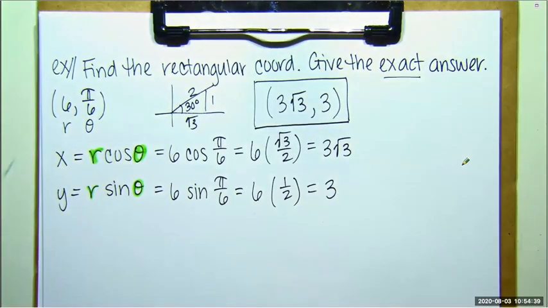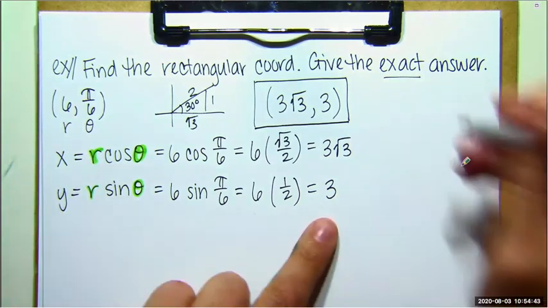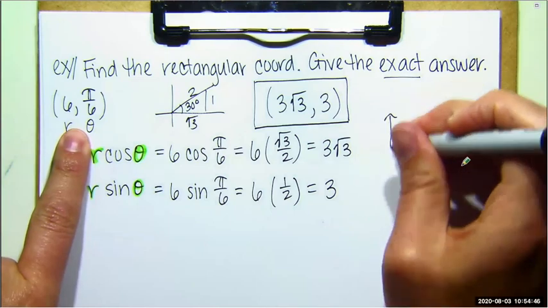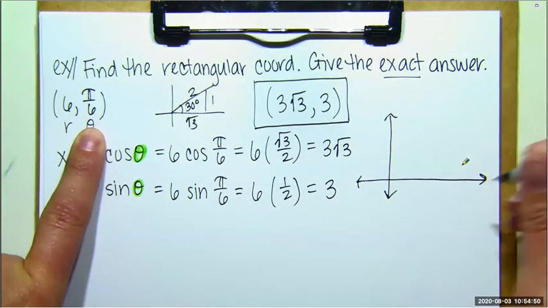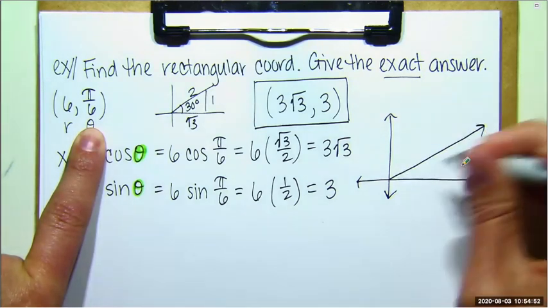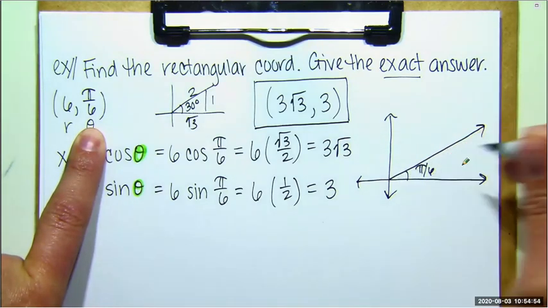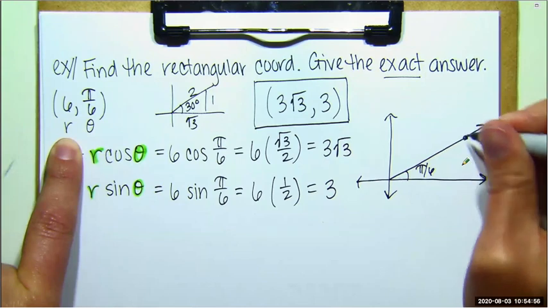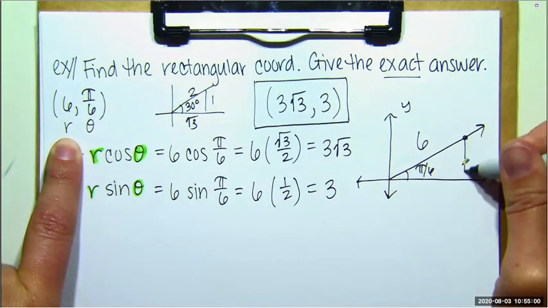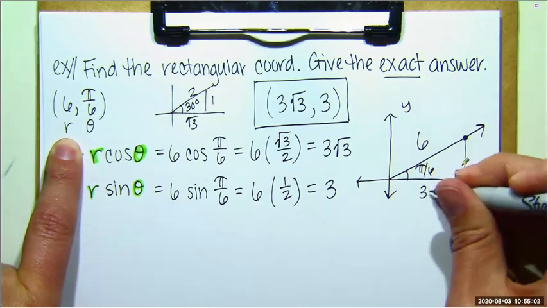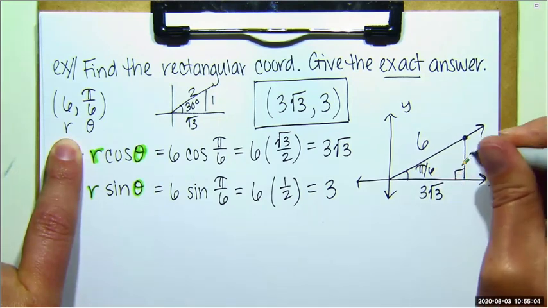Now, what we want to do is draw a picture and make sure that everything matches up. Okay, so originally here, we had that theta was pi over 6 and that r was 6. What we just figured out was that x was 3√3 and that y was 3.